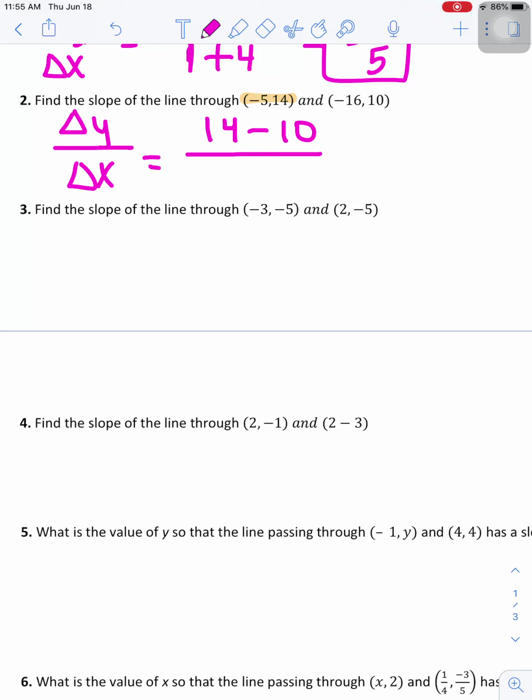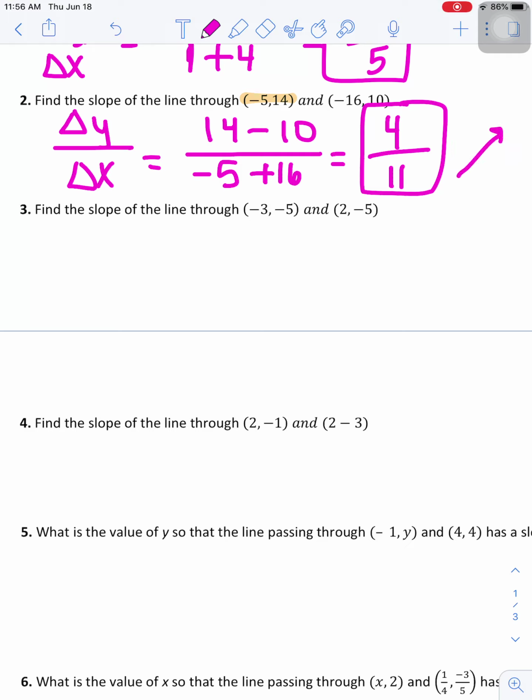And then when we go to subtract the x's, again, we start with that ordered pair. That x coordinate there is a -5, and we're going to subtract the other x. So minus a -16 becomes a plus 16. And then we reduce. So we get 4 over 11. Now again, challenge yourself. What would that look like graphically? That would be an uphill line because it has a positive slope.